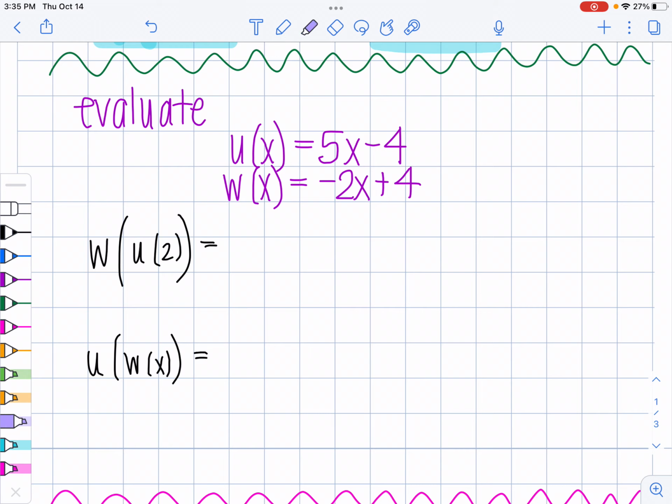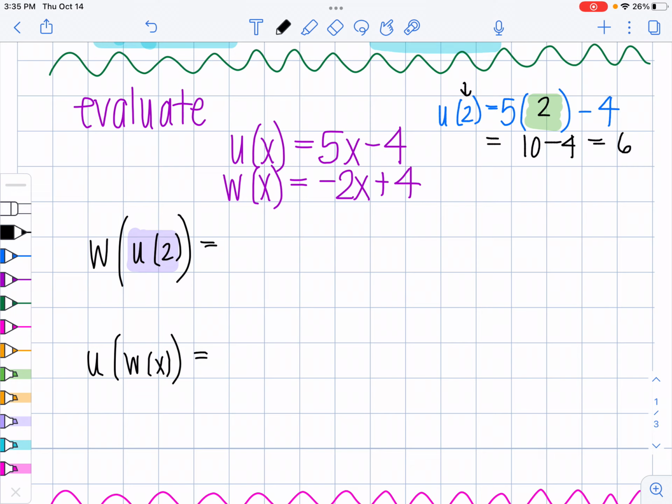This means that I'm going to take my function u, evaluate it at x equals 2, and take my answer and plug it in for w. So it looks something like this. I'm going to first do my u of 2 up here. So I write my skeleton out. There's my skeleton for my function u. And in this green box right here, I'm going to plug in a 2 because that's what they tell me to do here. So this gives me 5 times 2, which is 10, minus 4.